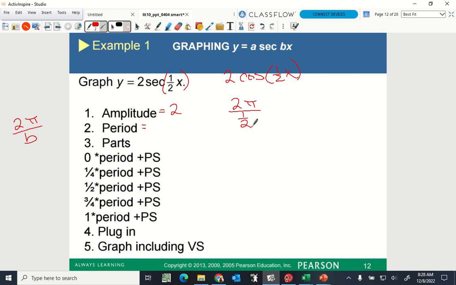But I have a fraction over fraction. I don't like fraction over fraction, right? I have to multiply by the reciprocal. So that's going to turn into 2 pi over 1 times the reciprocal of the 1/2, which is 2 over 1, which gives me a grand total of 4 pi.